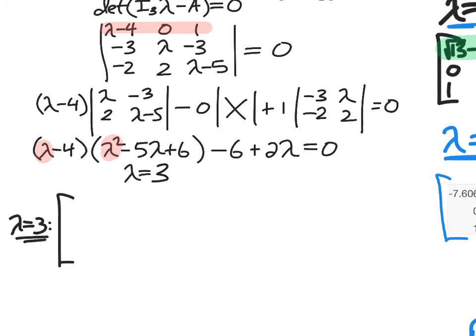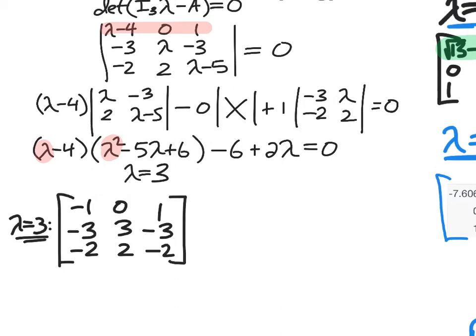But I think the hardest part about any of this stuff is coming up with the eigenvalues that lead to the eigenvectors. So it's really worth your time to flesh that out. So plugging in lambda equals 3: -1, 0, 1, -3, 3, -3, -2, 2, -2. We're solving the characteristic matrix as part of the homogeneous equation. And so that's just going to require a little REF action.